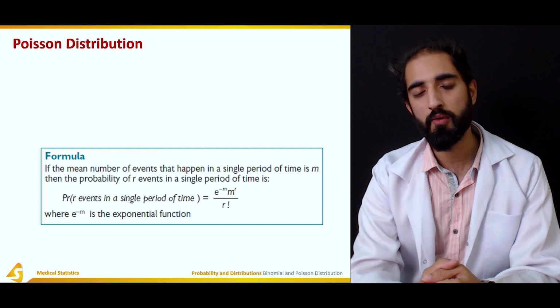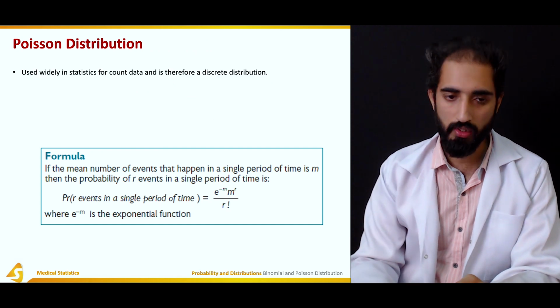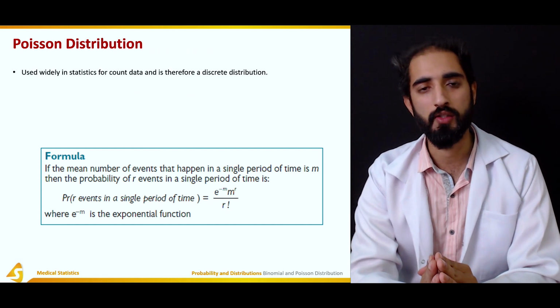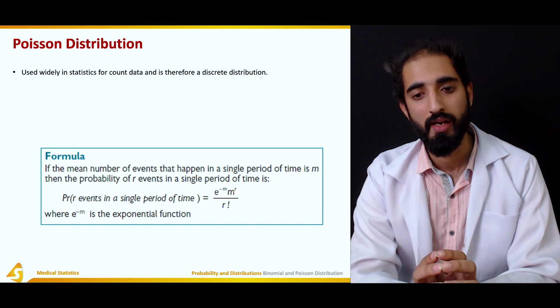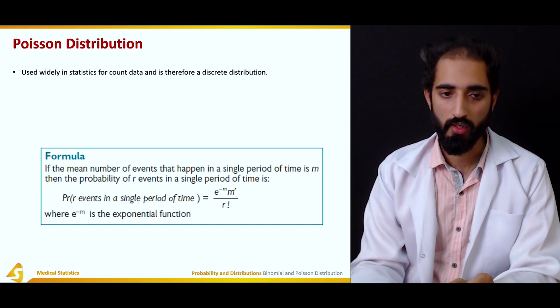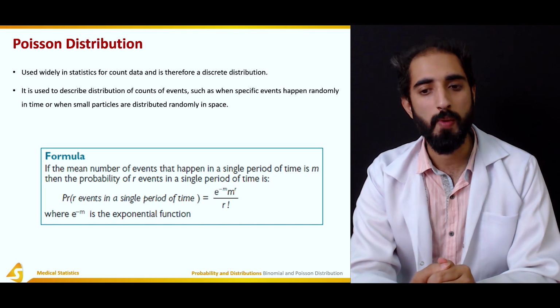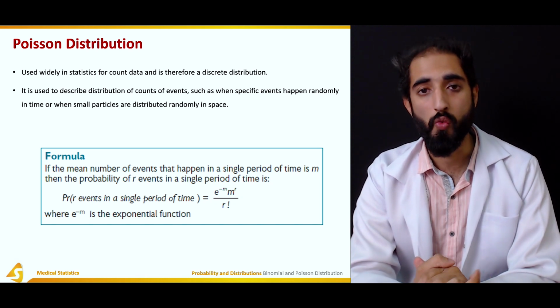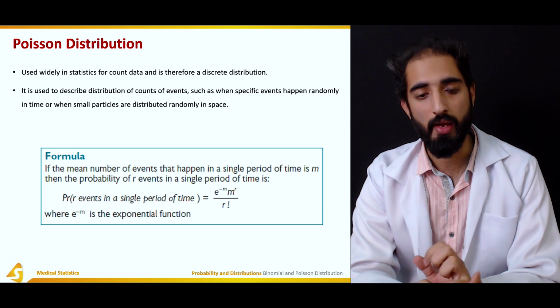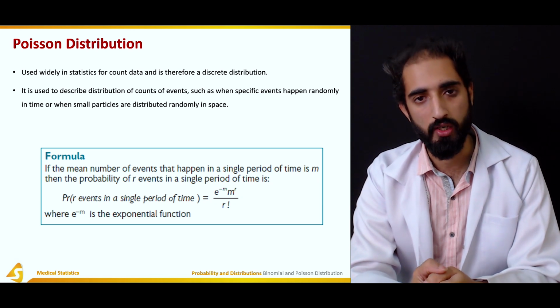Now, on the other hand, we also have the Poisson distribution, and it is used widely in statistics for count data, and is therefore a discrete distribution. It is used to describe the distribution of counts of events, such as when specific events happen randomly in time, and when small particles are distributed randomly in space.